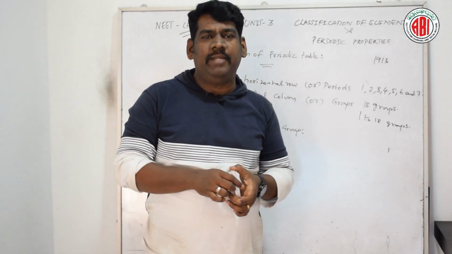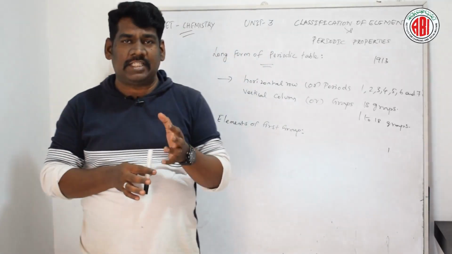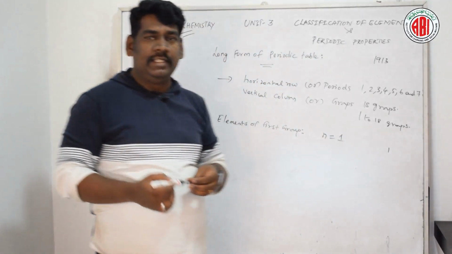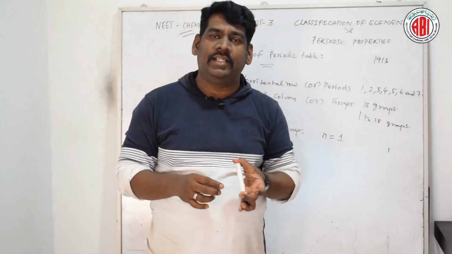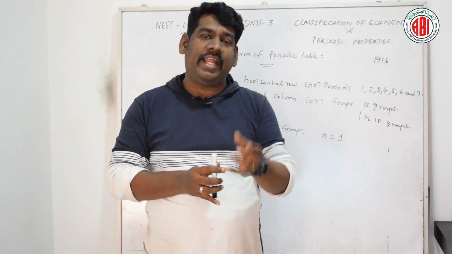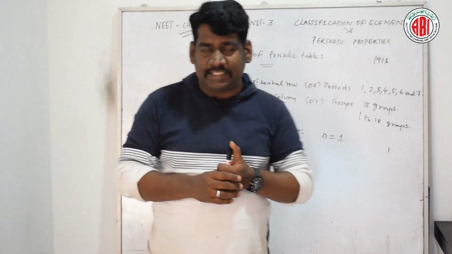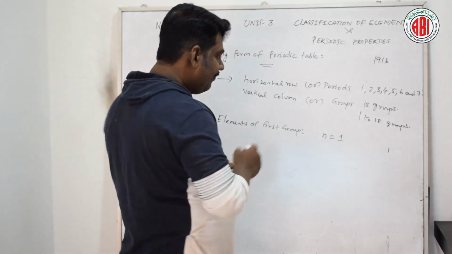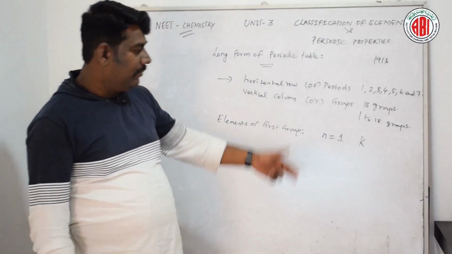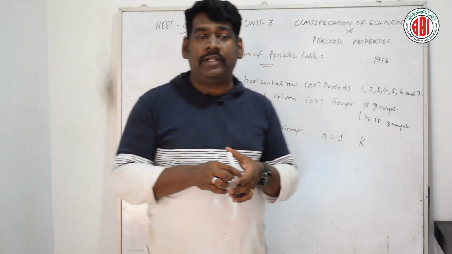Now let us talk about the elements of the first period. The first period corresponds to n equal to 1. It is unique because it contains only 2 elements, compared to the other periods, which contain 8, 8, 18, 18, 32 and 32. This is not surprising because the first energy shell is called K. We denote the first energy shell as K, followed by L, M and N. Now let us talk about this K, which has only one orbital.